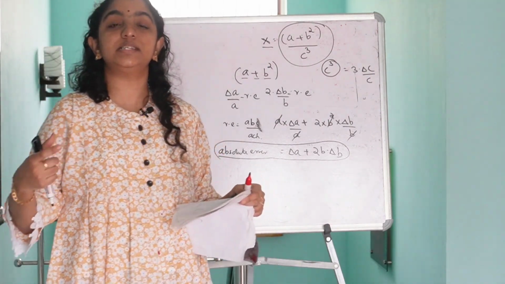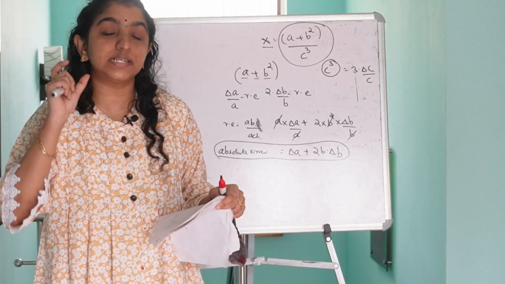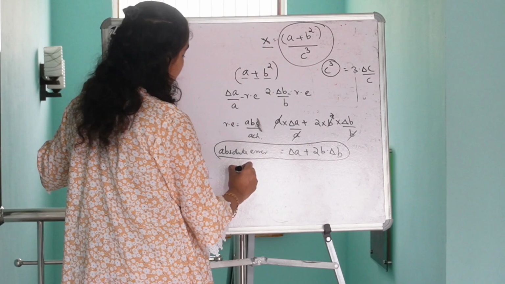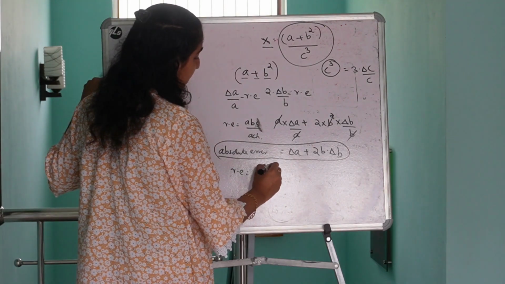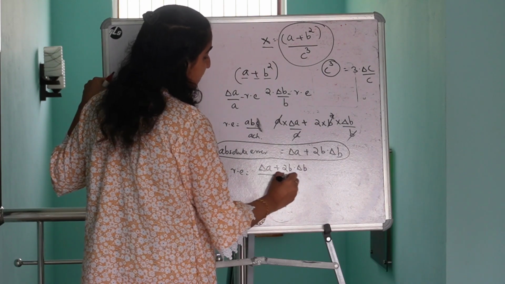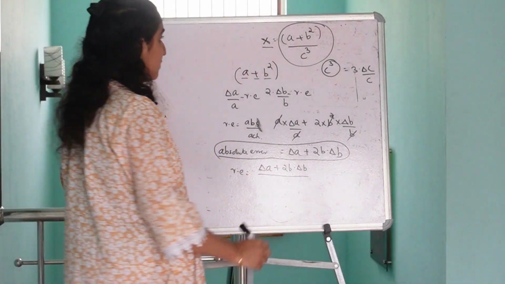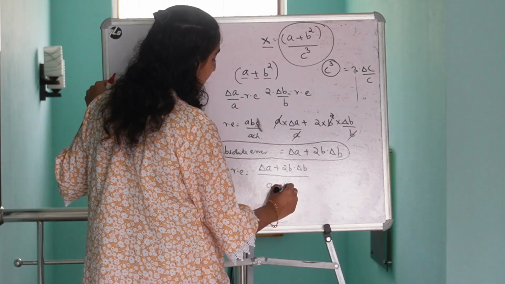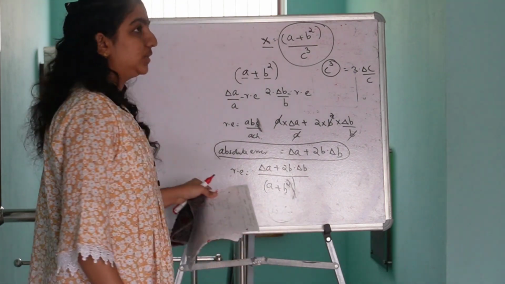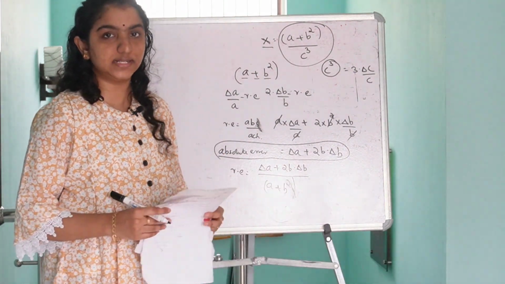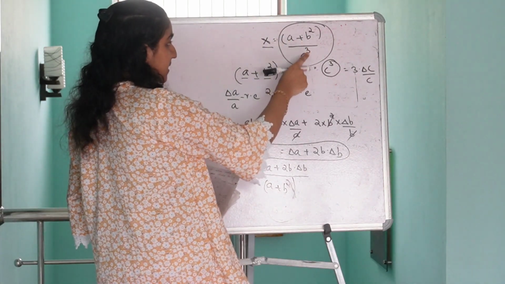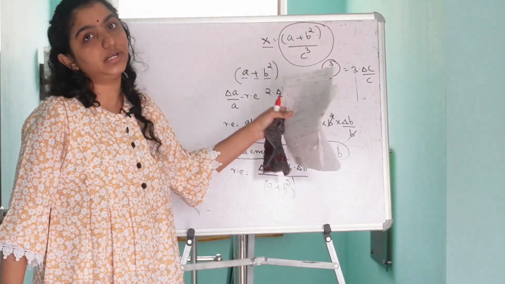How do we find relative error from absolute error? We know relative error is equal to absolute error divided by actual value. So here the absolute error is del A plus 2B del B, divided by the actual value, which is equal to A plus B the whole square. Is it clear? Thus I got the relative error of the numerator and I got the relative error of the denominator.